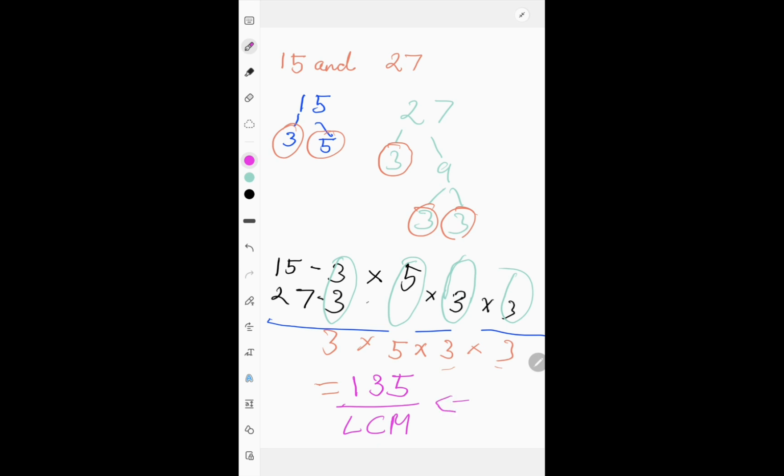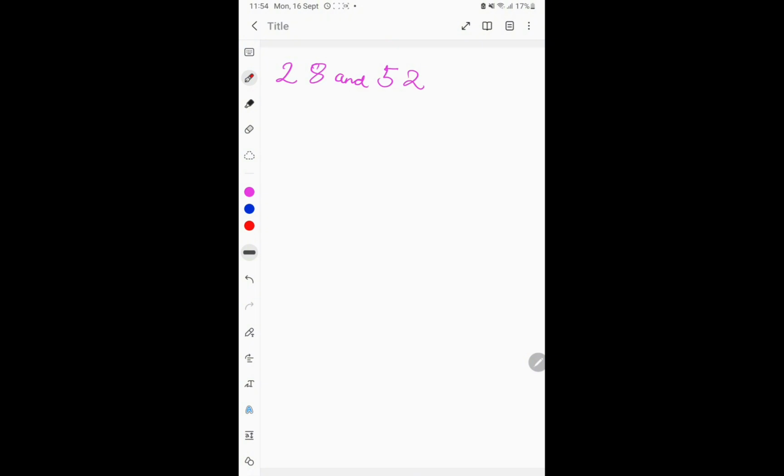Let's move on to number 2, where we have 28 and 52. Let's start with the prime factorization of 28. Now 2 times 14 equals 28, so let's start with those factors. 2 is prime, so we are done there. 14 we can break down. 2 times 7 equals 14, so 2 and 7 are factors of 14. 2 is prime, so we are done there. And 7 is prime as well, so we are done there. And that's the prime factorization of 28. We can't break that down any further.